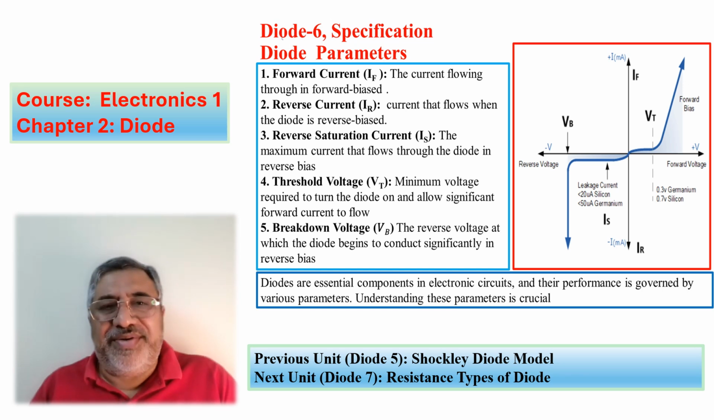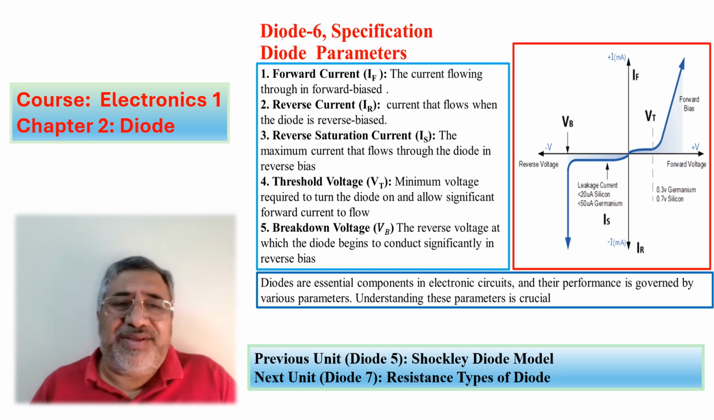Bismillahirrahmanirrahim. Diodes are essential components in modern microelectronics and analog, particularly analog ICs, and their performance is governed by various design parameters. These parameters are often available in the specification of the diode. Understanding these parameters is very crucial, not only for designing but also for analyzing the circuit. Here are some key parameters that characterize the diode, which we will discuss in this unit.